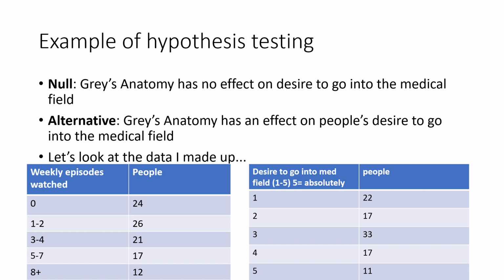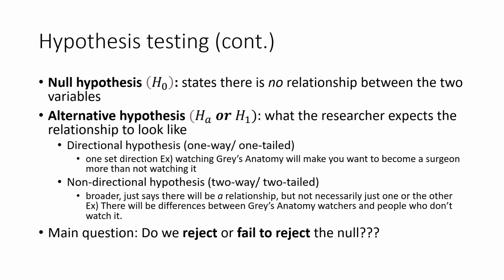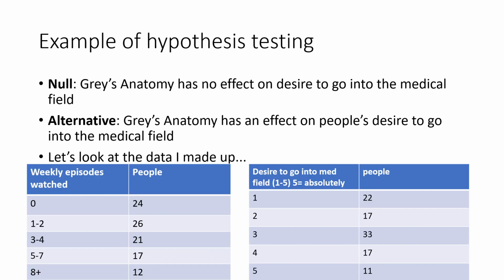Okay, so let's say our null for my example is Grey's Anatomy has no effect on desire to go into the medical field. And what I think our alternative is that Grey's Anatomy has an effect on people's desire to go into the medical field. So if we look at what type of alternative hypothesis I have, it's a non-directional. I'm not saying it's going to increase or it'll decrease. I'm just saying it's going to have some kind of an effect or relationship.